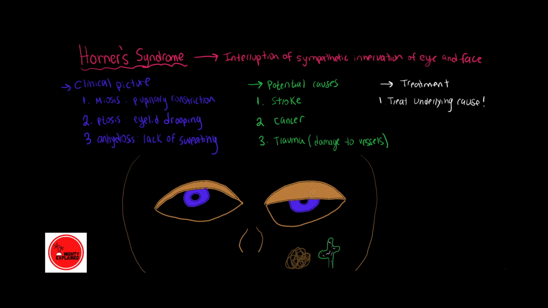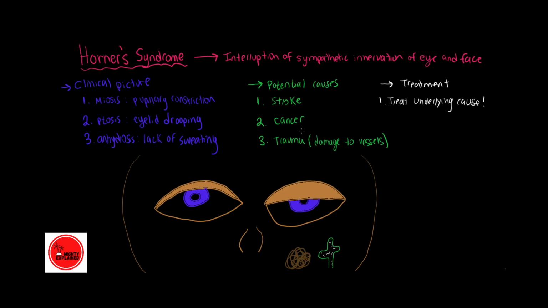So over here you can see drooping eyelid, which signifies the ptosis, and then over here it might be a little bit hard to appreciate, but this pupil is smaller than this pupil, so that signifies the pupillary constriction and the miosis. And lastly, over here, I've drawn a cactus and a tumbleweed to signify a dry face, so ultimately lack of sweating and anhidrosis.